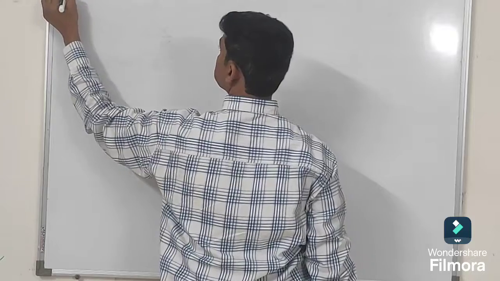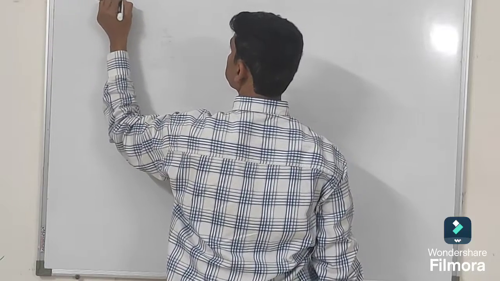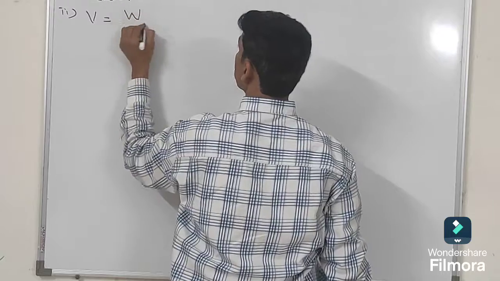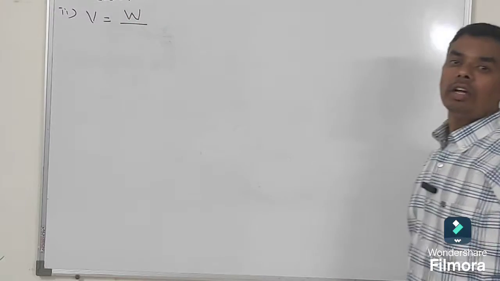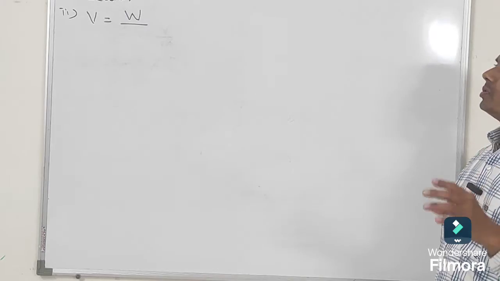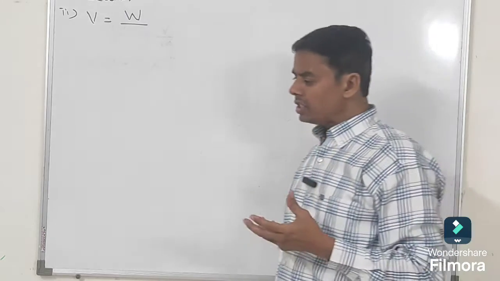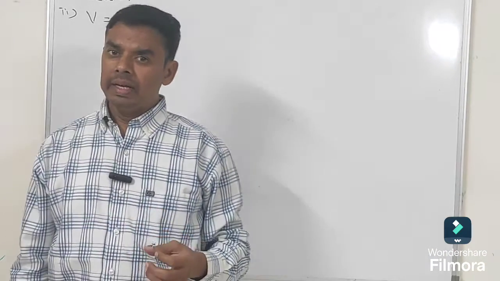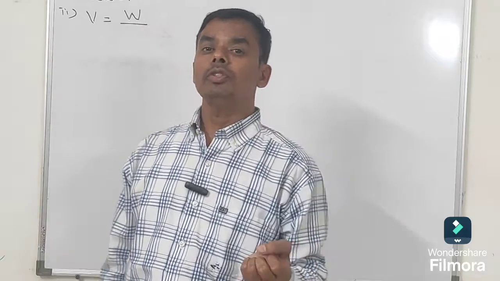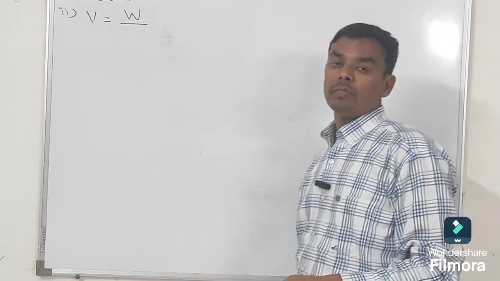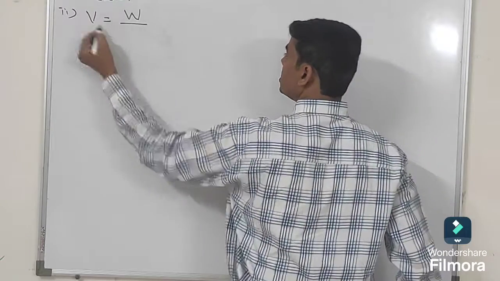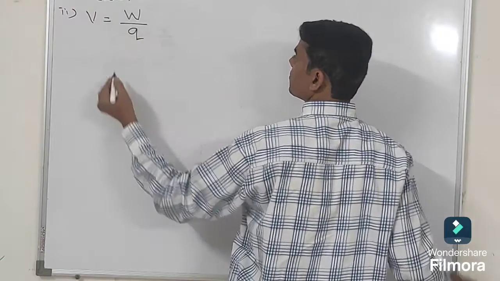Electric potential is a scalar quantity. Second, electric potential is defined as the work done in order to bring a unit positive charge from infinity to that point. Suppose we are going to define electric potential at any point due to charge q, then it is defined as the work done in order to bring a unit positive charge from infinity to that particular point where we are going to find the electric potential. So electric potential is work upon charge.